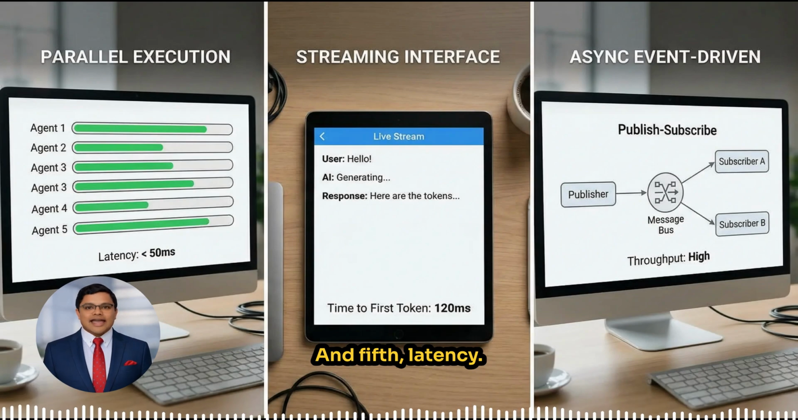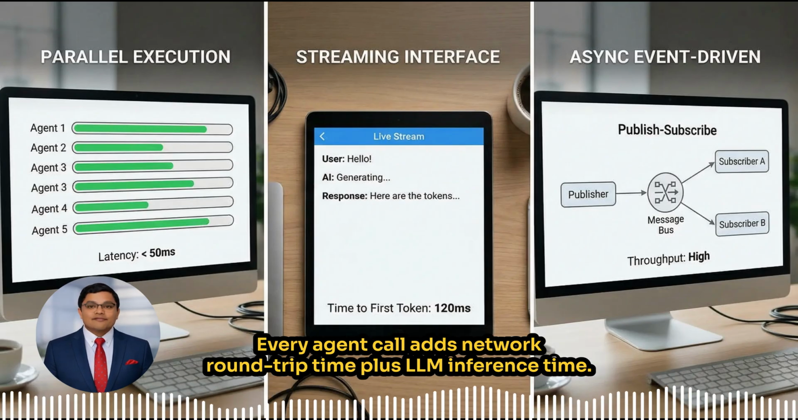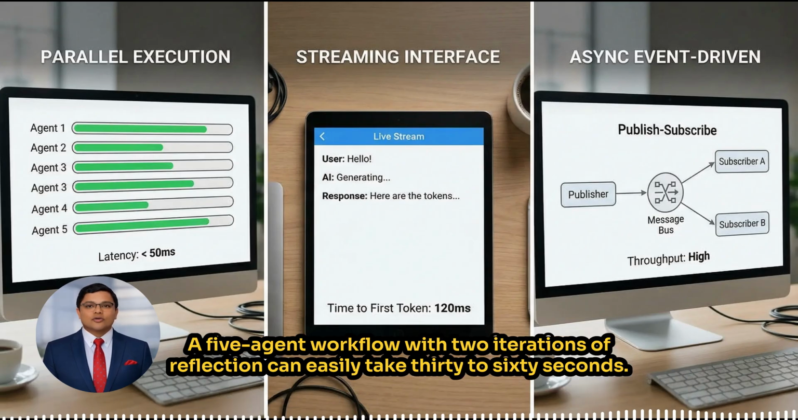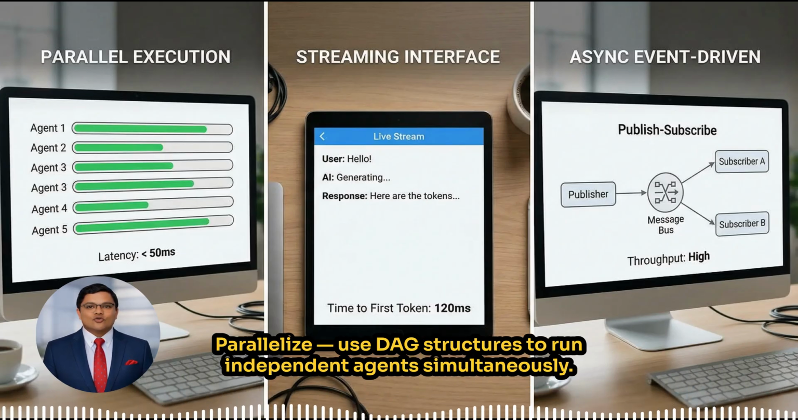And fifth, latency. Multi-agent systems are inherently slower than single-agent or deterministic systems. Every agent call adds network round-trip time plus LLM inference time. A 5-agent workflow with 2 iterations of reflection can easily take 30 to 60 seconds. 3 mitigation strategies. Parallelize. Use DAG structures to run independent agents simultaneously.